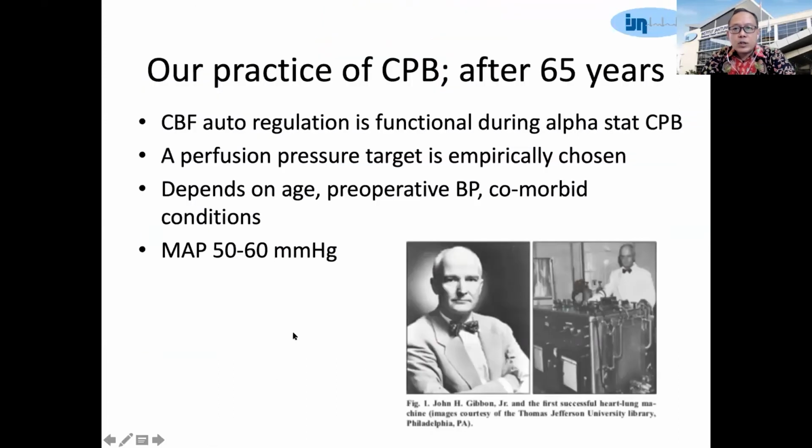Our practice of running cardiopulmonary bypass has been rather constant for the past probably 65 years. So what we practice is alpha-stat, and we assume that the cerebral blood flow autoregulation is functional. We set a targeted empirical perfusion pressure. Sometimes we do adjust according to age, preoperative blood pressure, or comorbid condition. But most of the time, we practice running the perfusion pressure of anywhere between 50 to 60.